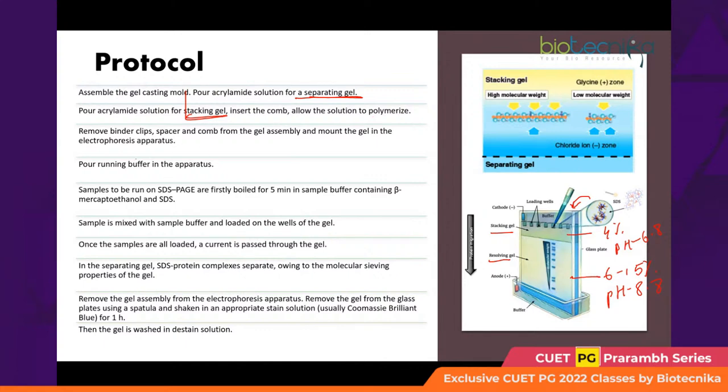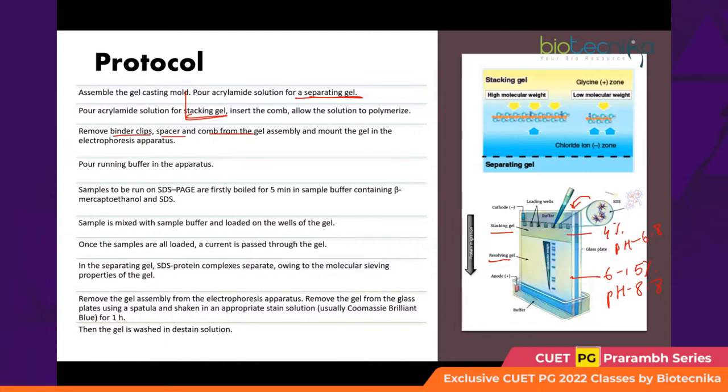Okay, next we will be pouring the... so once the gel has set, both our resolving gel or the separating gel and stacking gel have set, then we will remove the clips, spacer, and comb from the gel assembly and mount the gel in the electrophoresis apparatus. It will be put like this only, within the glass plates. So we are not going to remove the glass plates here.